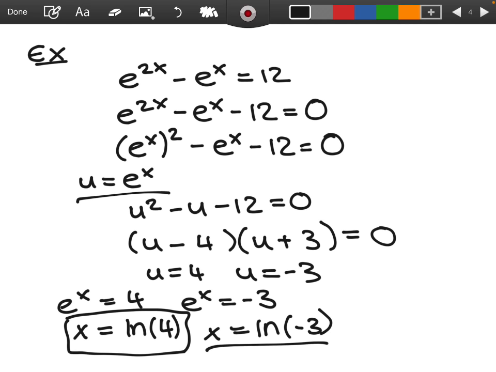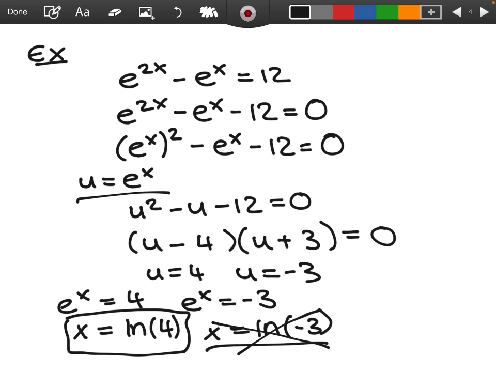That's a valid solution. The problem with the other solution is that we have a negative argument. Remember, the natural log is just log base e, but the argument is still negative. Our argument is negative 3, which we can't have when we look at logs. We cannot have a negative argument because e to the power of anything is never going to equal a negative number. So this is not a valid solution. So the only x that is a valid solution is the natural log of 4.